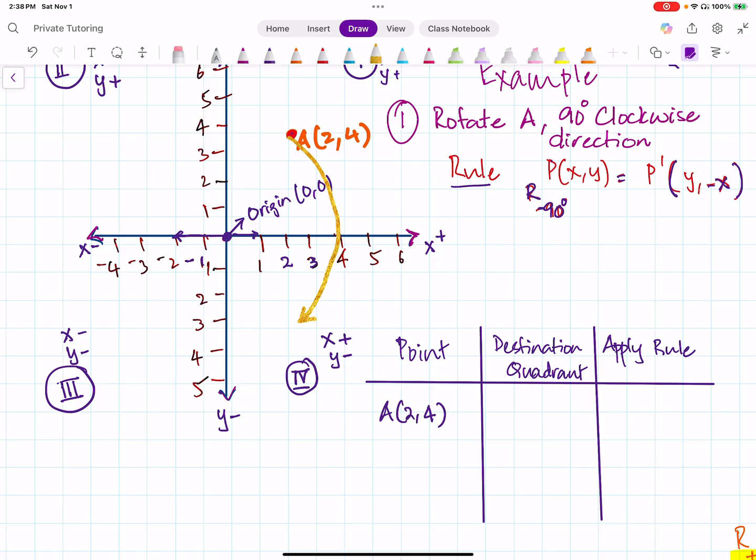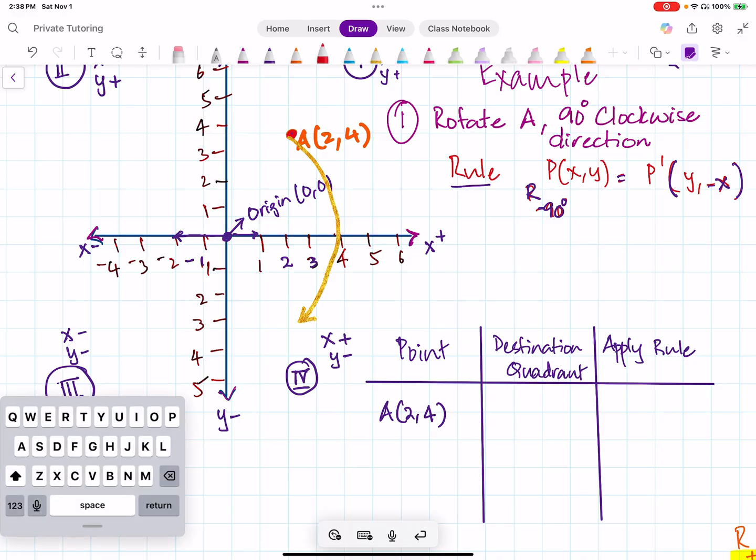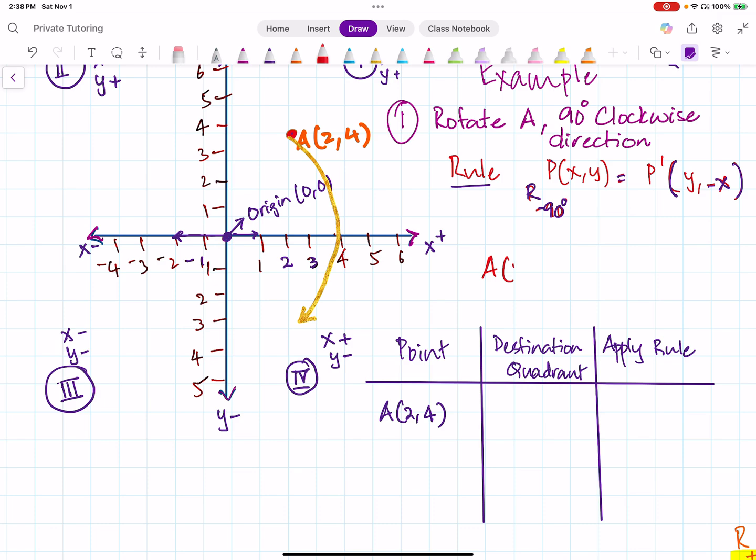So what do we do as the first operation when we want to determine the rotation and the location of the new image? Switch the variables. So what are we doing? We're starting with A(2, 4) and we're going to switch the variables to A prime (4, 2), and remember that in the fourth quadrant, x is positive and y is negative. So just go ahead and add those signs. So 90 degree rotation of the point (2, 4) gives rise to A prime (4, negative 2).